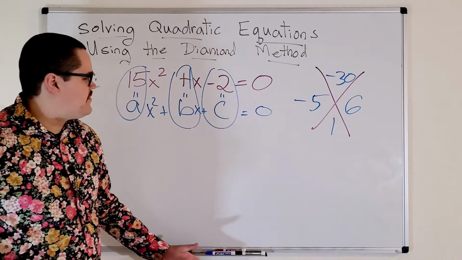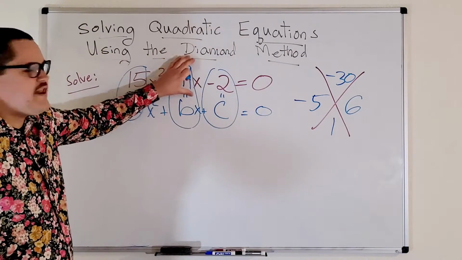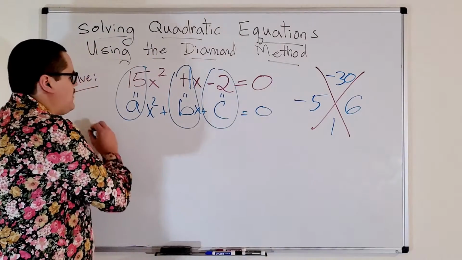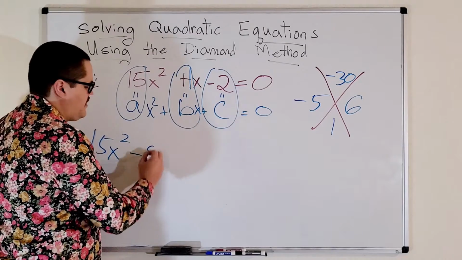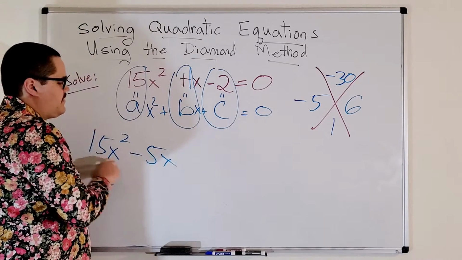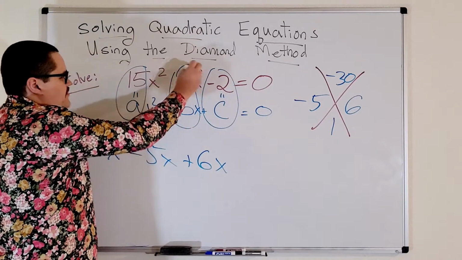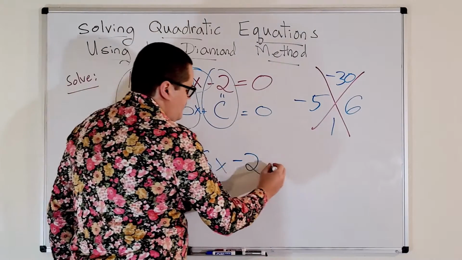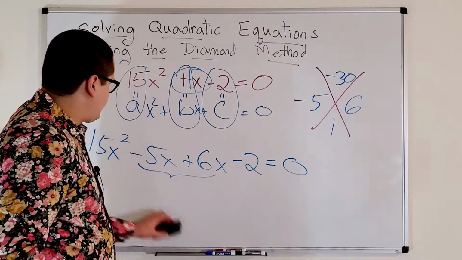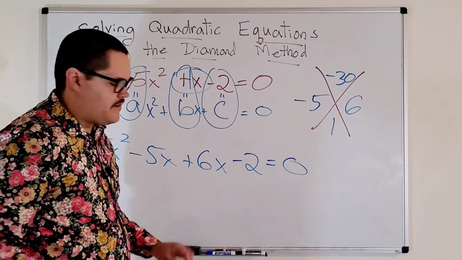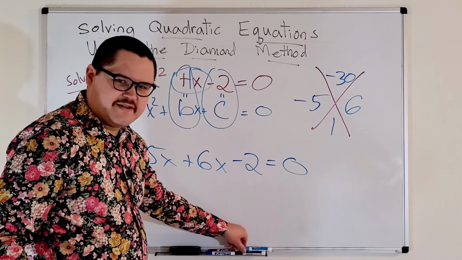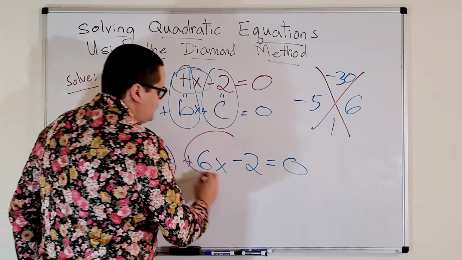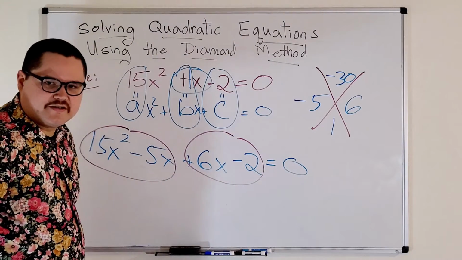Okay, so what do I do with these numbers? Well, I rewrite this 1x, this middle term, as negative 5x plus 6x. So this becomes 15x squared is still here. I rewrite that middle term, 1x, as negative 5x plus 6x. And that last term, negative 2, is still there. Okay. Remember what to do next? I hope you do. Look at the first two and the last two separately. Factor out as much as you can.